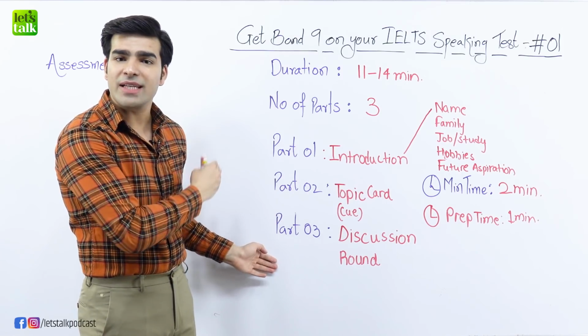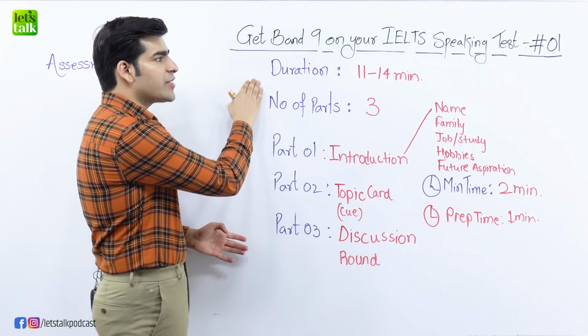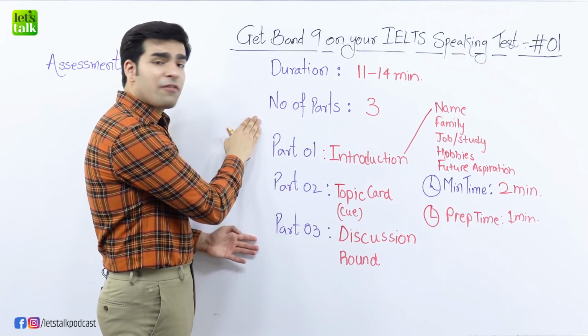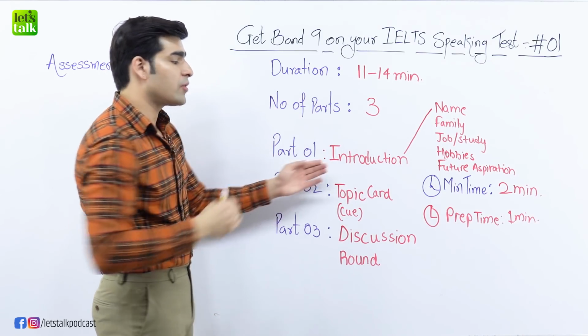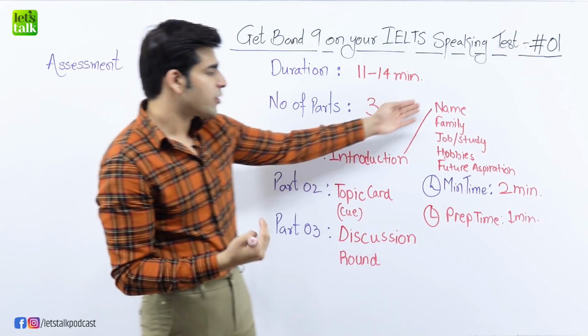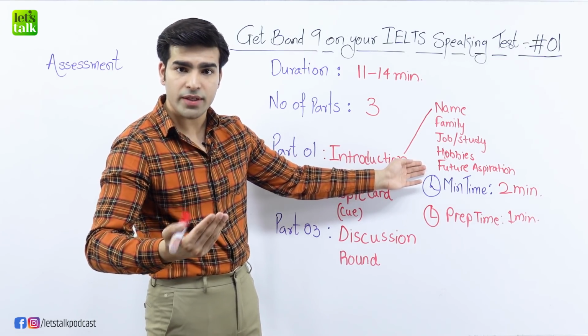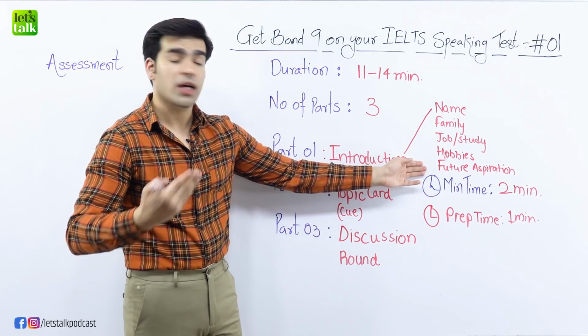Let's recapitulate what we did in this lesson. The duration of the speaking test is 11 to 14 minutes. Number of parts are 3. Part 1 is about introduction. You will be asked questions on these pointers. Most of the times people are asked questions on these pointers. You can prepare your answers accordingly.